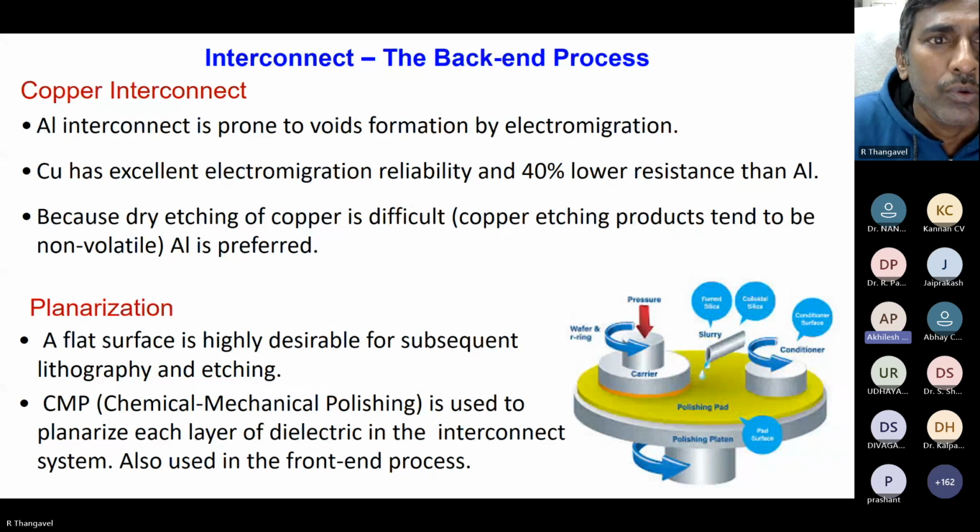Planarization: a flat surface is highly desirable for subsequent lithography and etching. Chemical mechanical polishing is used to planarize each layer of dielectric in the interconnect system, and is also used in the front-end process.